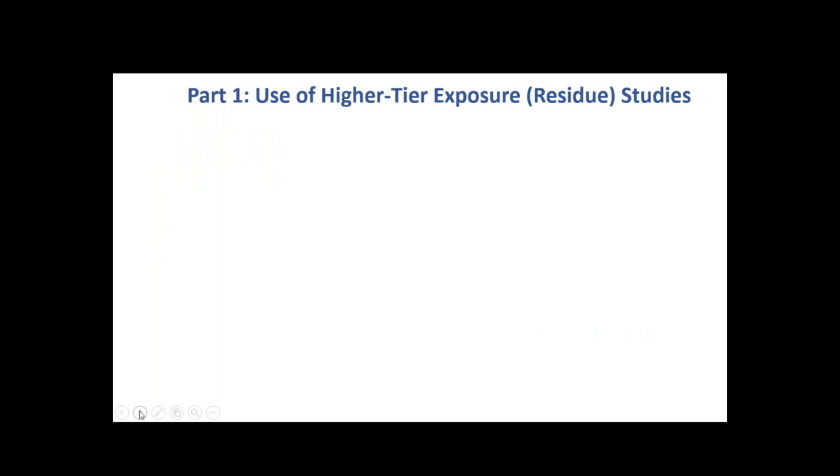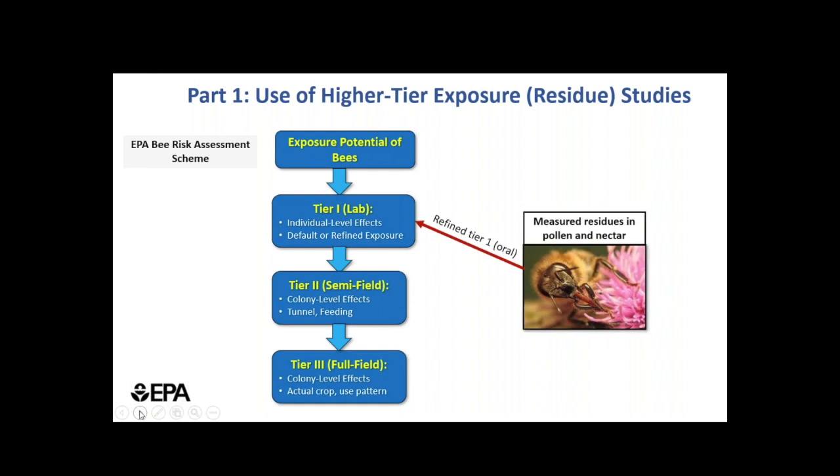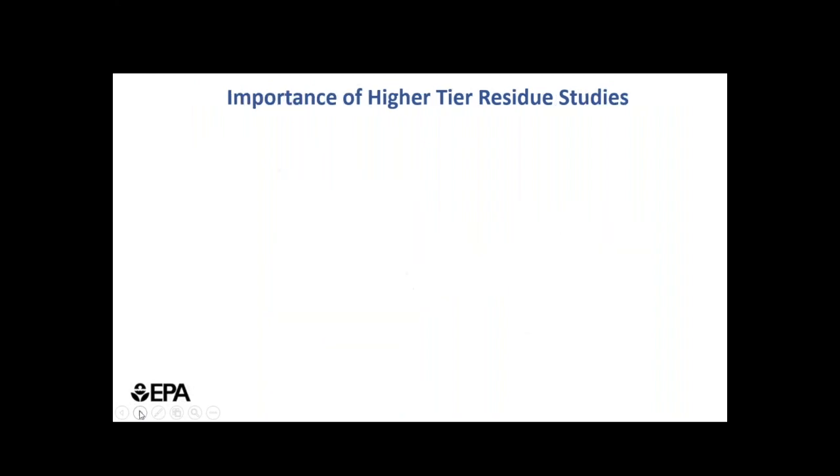So in order to show how higher tier exposure studies are used in bee risk assessment, this is a boiled down version of the risk assessment scheme that Dr. Steeger just presented. And we use higher tier residue data in 2 ways. And first is to refine our estimates of tier 1 risk, and recalling from Tom's presentation, that's risk at the individual level. And the second is to estimate exposure by which we would evaluate risk to entire colonies.